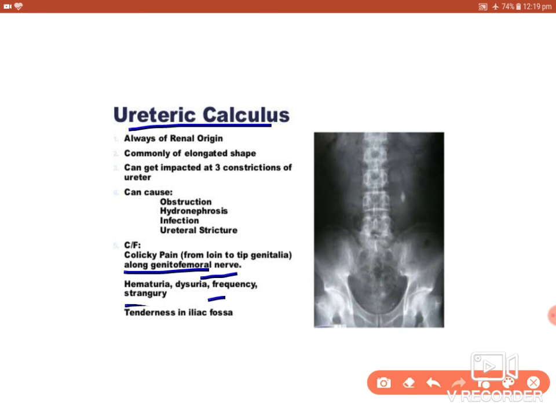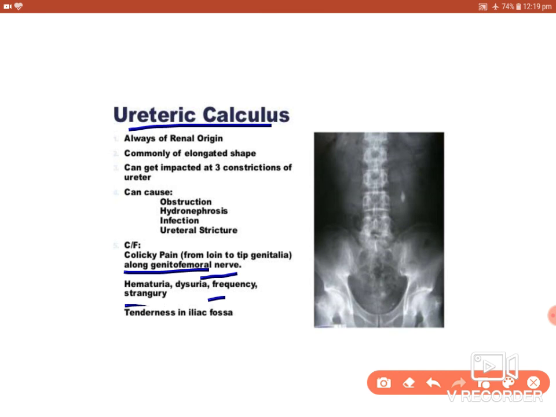We have seen the three locations of the ureter where the ureter is narrowest. That is the three constrictions we have seen: one at the uretero-pelvic junction, then the pelvic brim, and the vesico-ureteric junction. So urinary stones can get stuck in those areas.